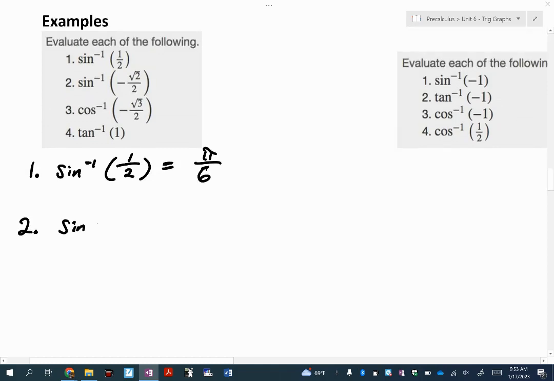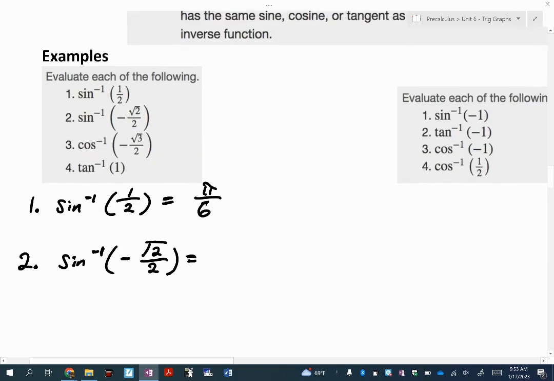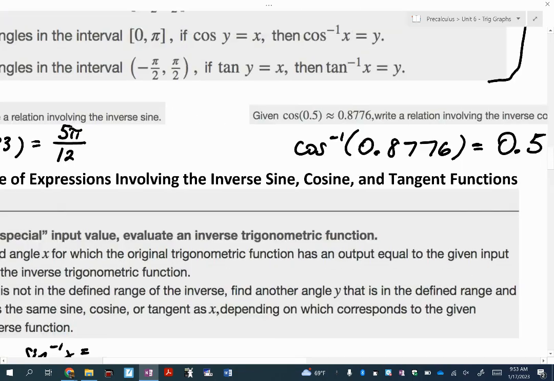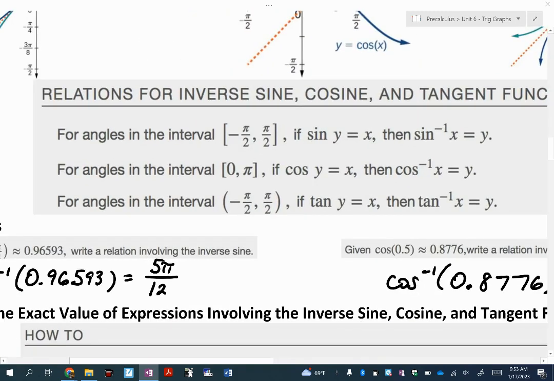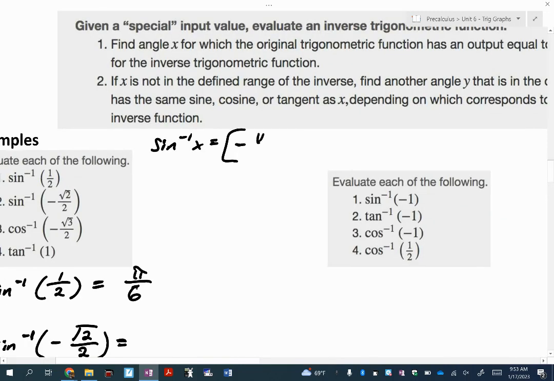The sine to the negative first power of negative square root of 2 over 2. Now, be careful here. It's telling us that our trig ratio is negative, so I'm no longer in the first quadrant. So what I tell students is, when you're dealing with this, we have to think about our restricted domain. For sine, I'm thinking negative pi over 2 to pi over 2. So just write this here, negative pi over 2 to positive pi over 2.